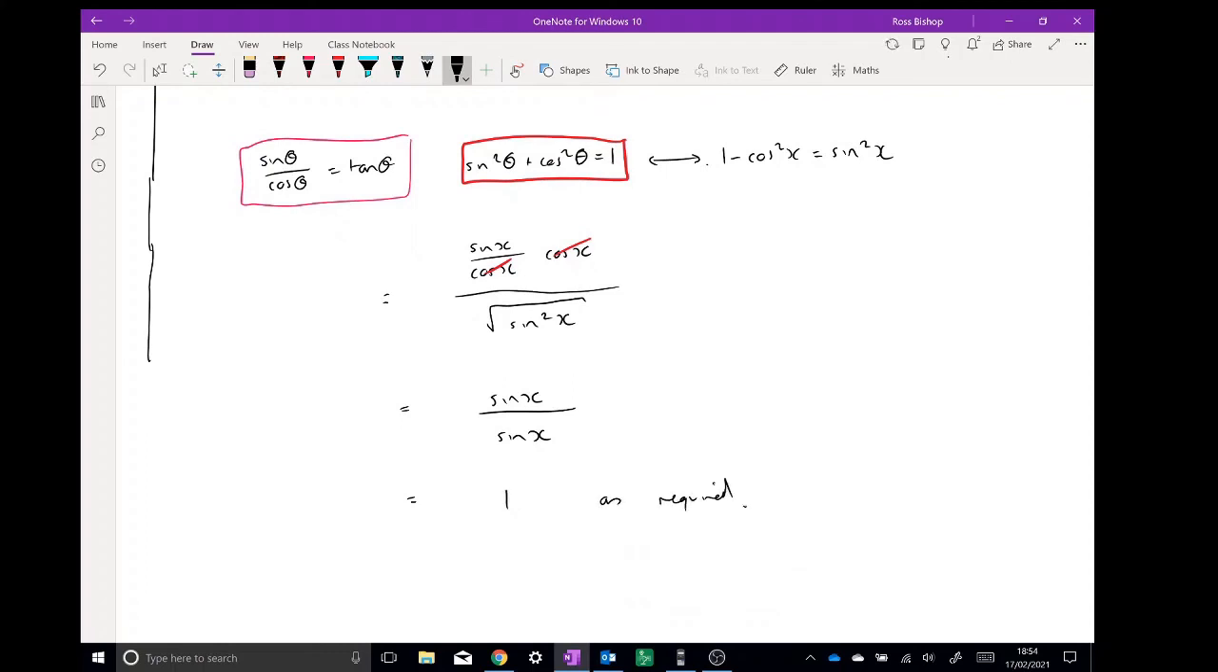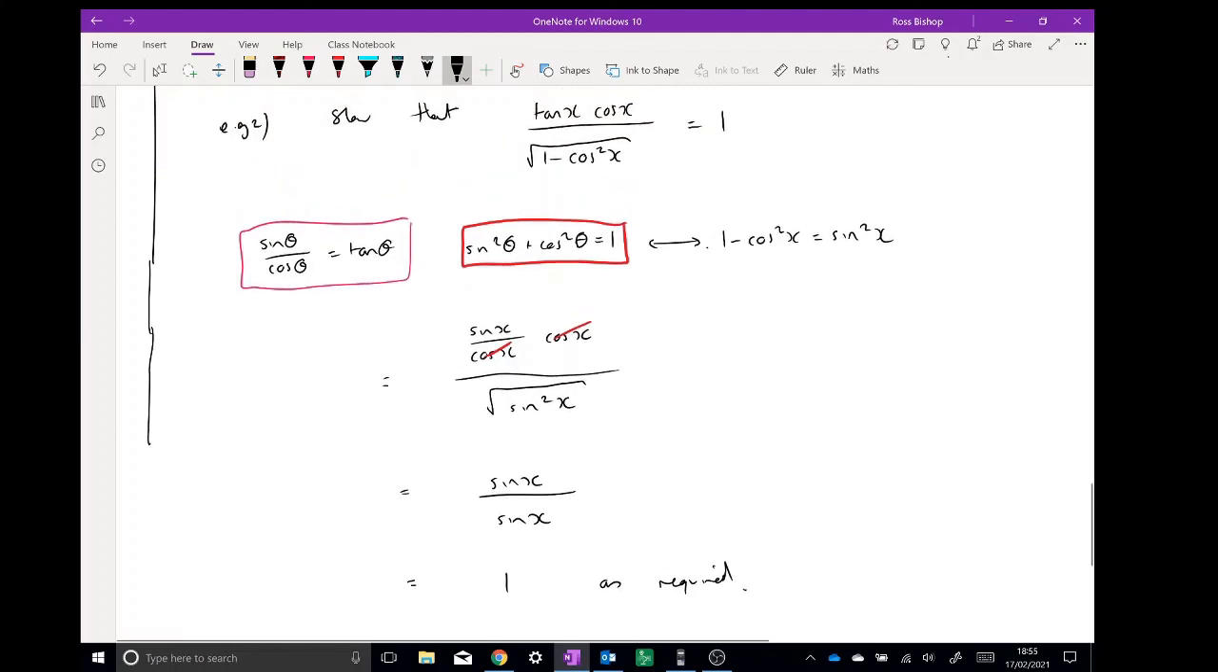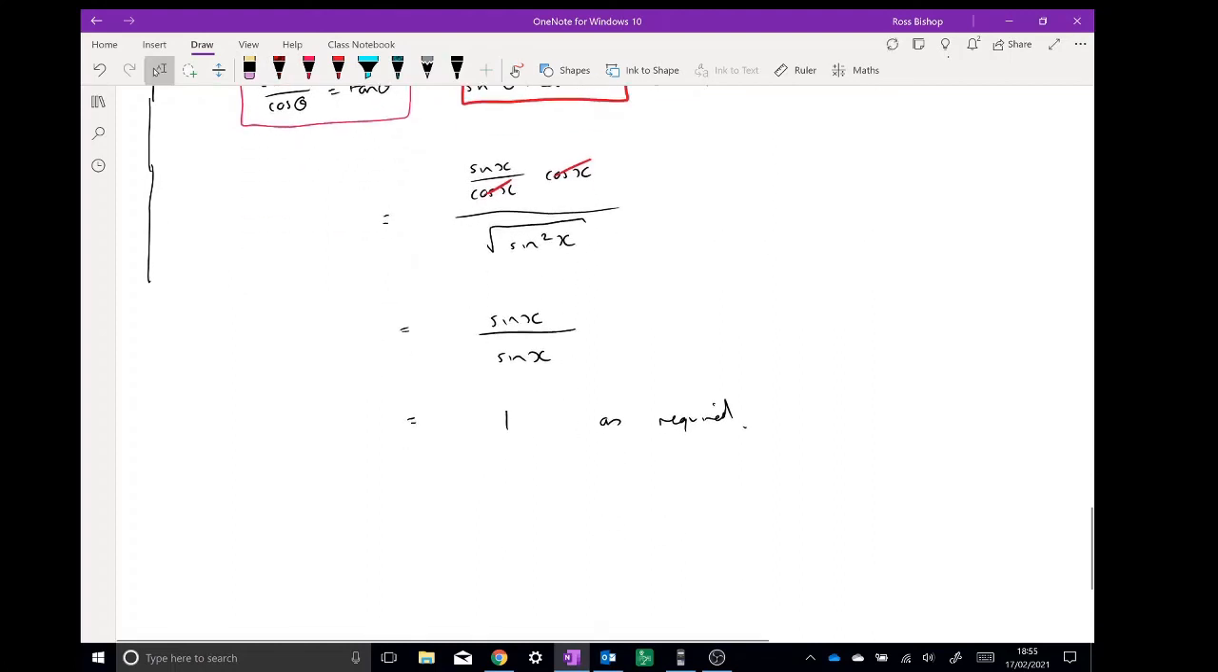Okay, so those questions there, you just have to work through, and sometimes you'll have to try different options to get them to work, but just keep persevering and eventually you'll get there. You won't ever need to use anything other than those 2 identities though, or rearrangements of them.